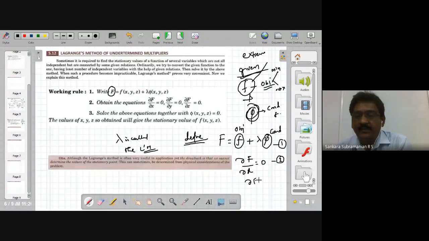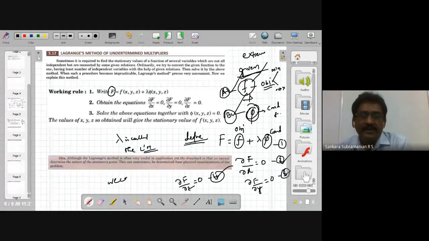Find dou f by dou y and equate it to 0. Make it as equation number 3. Find dou f by dou z and equate it to 0. Make it as equation number 4. Now you have how many equations? This is 1, 2, 3, 4. Moreover, you have 2 equations, right? The given equations can be taken as capital A and capital B. So using A, using B, using equation 2, equation 3, equation 4, we can find the value for x, y, and z, and that will give you the stationary value.